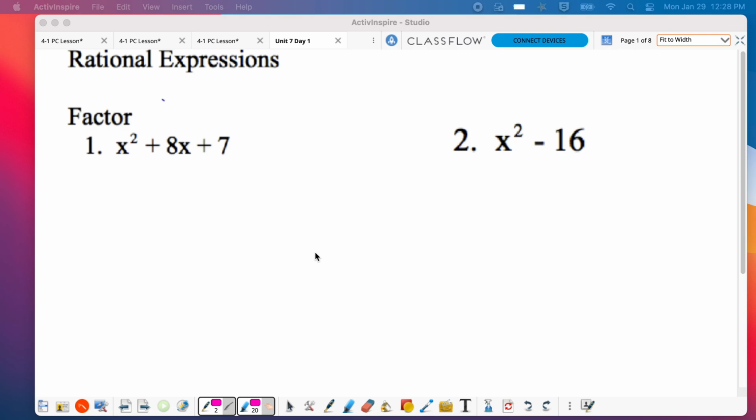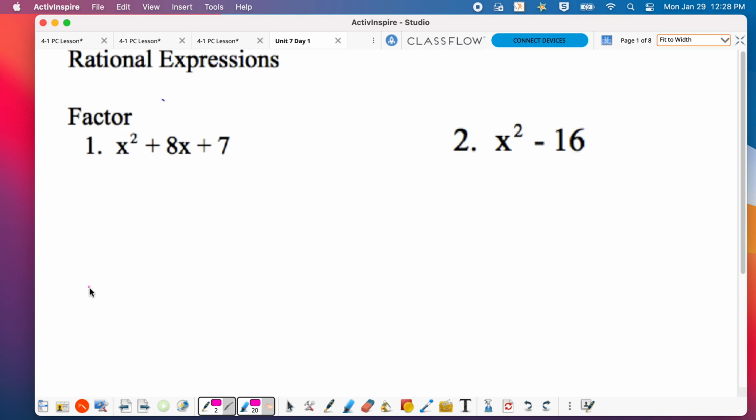All right, Unit 7. What we're going to talk about this unit is rational expressions. To be successful in this unit, you're going to have to be able to factor. If you can factor, we're not going to have any issues. If you can't, I hope we learn at some point or get the help we need. All right, so let's start with factoring.